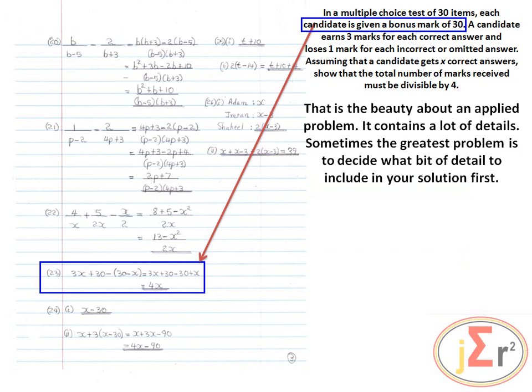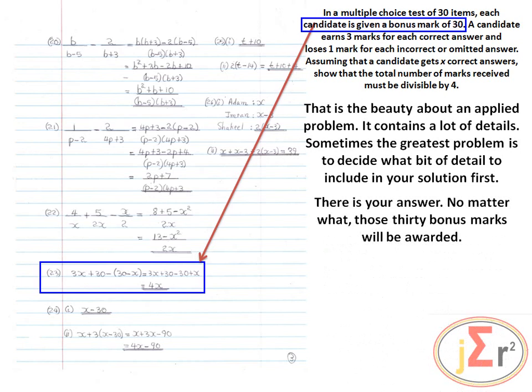The first bit of detail that we will include: each candidate is given a bonus mark of 30. So that is a must. That is a very good place to begin. Each candidate is given a bonus mark of 30. So there is your answer. No matter what, those 30 bonus marks will be awarded.